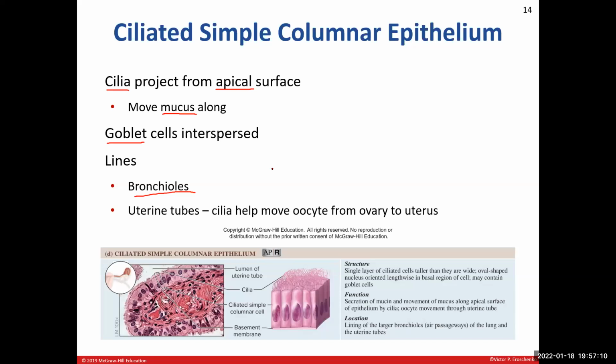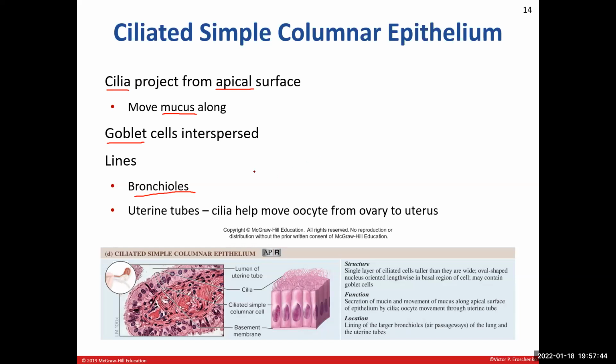The bronchioles are going to be found in your respiratory system, right? As your respiratory system goes from the trachea down to the primary bronchi, that's when the trachea divides, and then they go into further subdivisions. We have our primary bronchi, our secondary, tertiary, and then they branch off into these really small tubes called bronchioles. And that's where you'll find this type of epithelium, these bronchioles here.